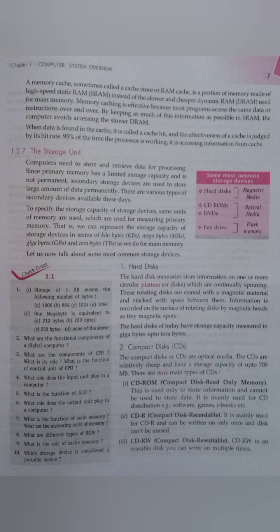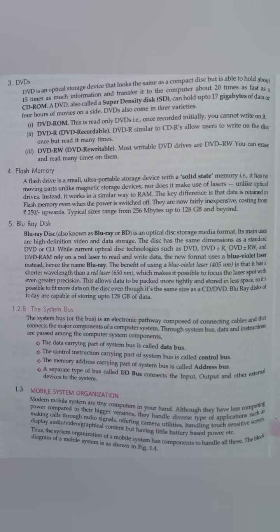Last computer component is secondary storage unit. For example, hard disk is a magnetic media. Compact discs, CD and DVD are the optical media. Pen drives are the flash memory. And nowadays there is Blu-ray disc.